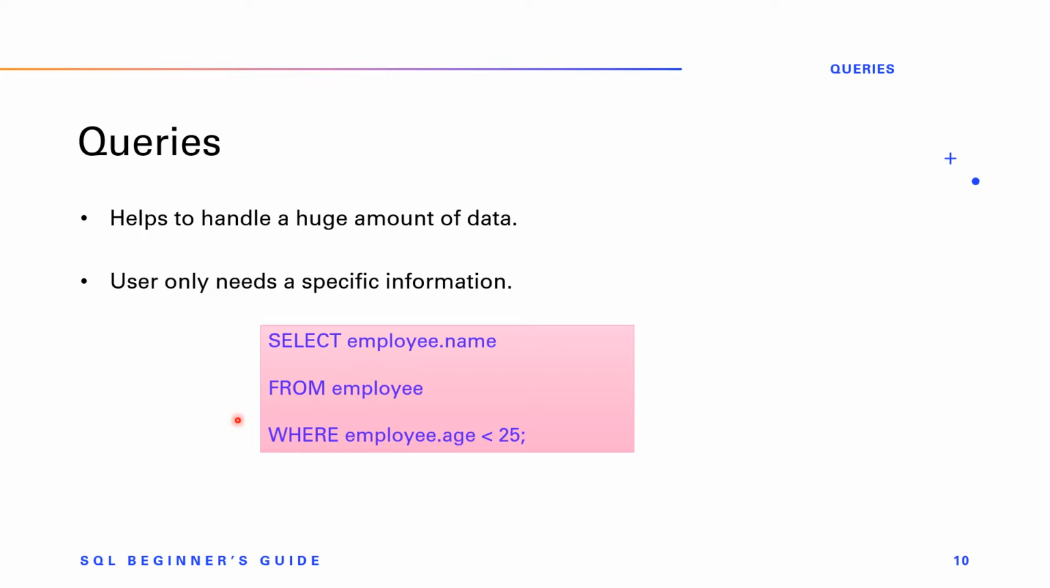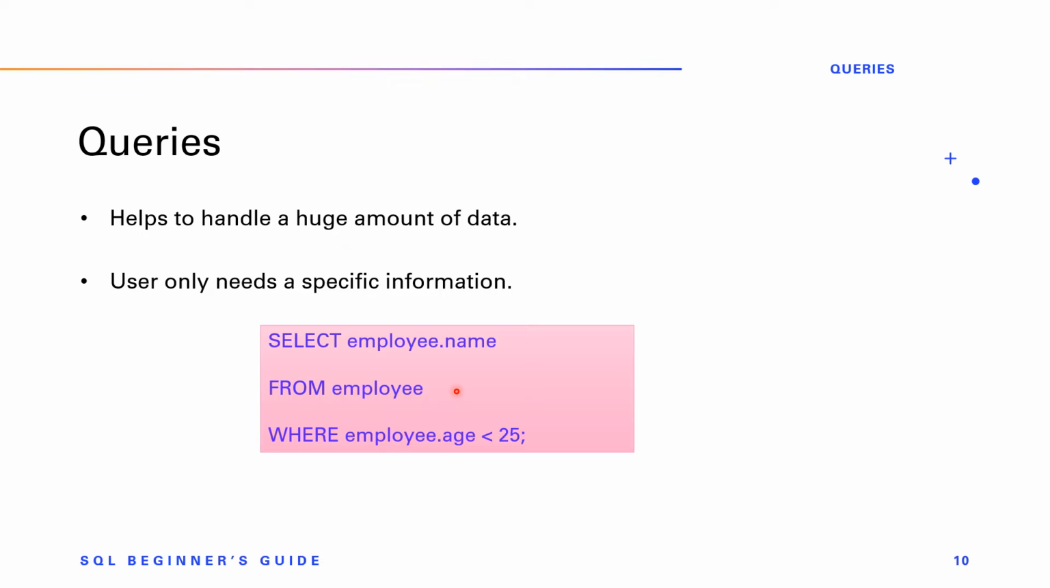Here I have written a simple query which you can write in SQL. So in summary, I can say that you want the names of the employees from the employee table who are less than 25 years old. So here you're using the select command that returns a result or set of records from one or more relations. So this will be from the table employee.